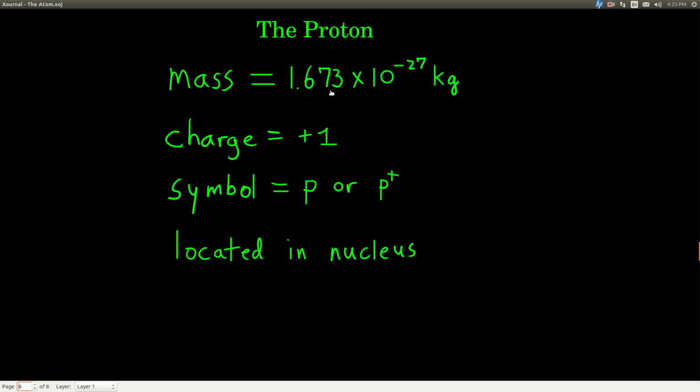Now the proton is located inside of the nucleus. It has a mass of 1.673 times 10 to the minus 27 kilograms. I'm not going to ask you to memorize that, but remember that just for a minute, because I want to compare that to the electron and the neutron. Remember, the electron was 9.11 times 10 to the minus 31st kilograms. That's 4 orders of magnitude, in other words, 10,000 times less heavy than a proton. So an electron compared to a proton is very, very light. The charge on a proton is +1. Its symbol is either just a lowercase p or a p with a superscript plus, and it's inside the nucleus. So you should know that it's +1 charge, its symbol, and where it's located.